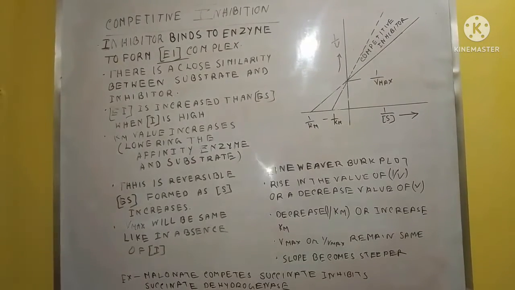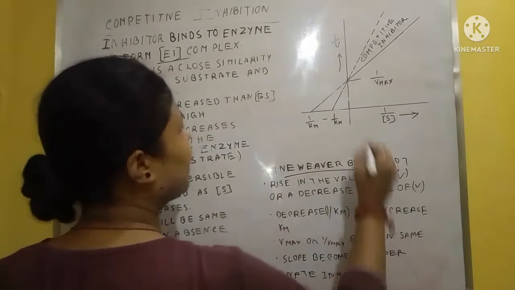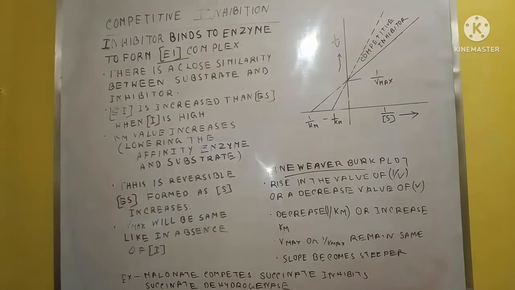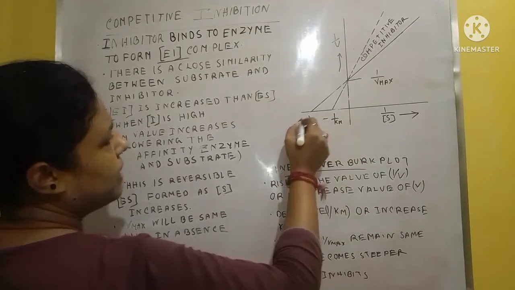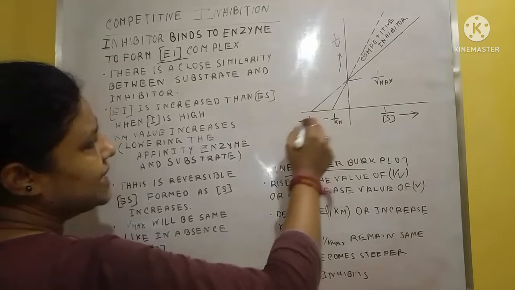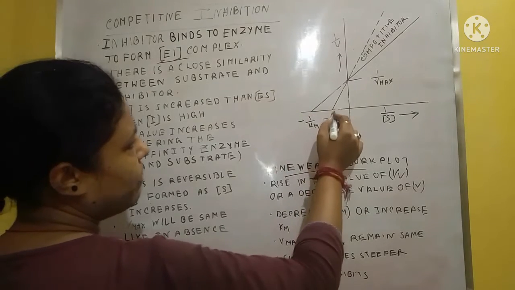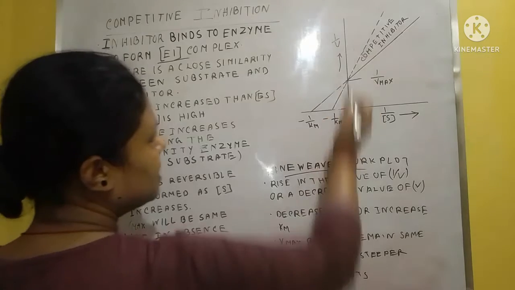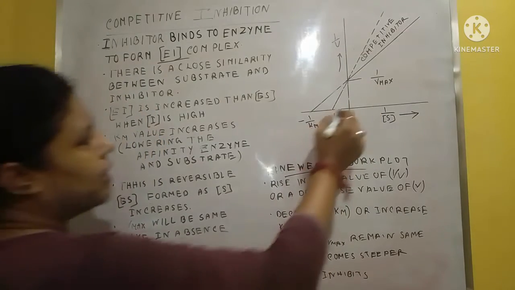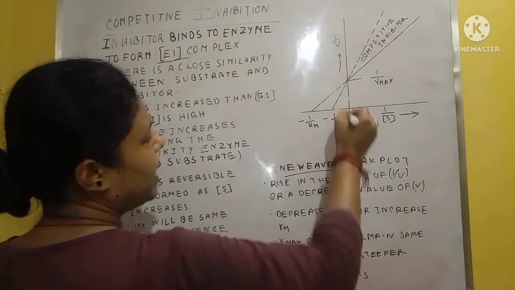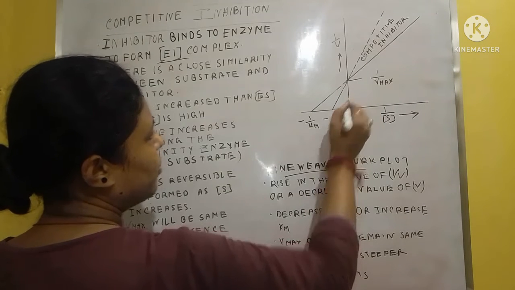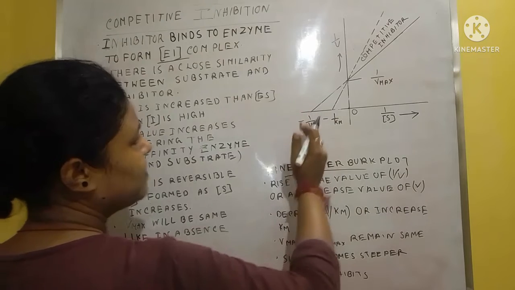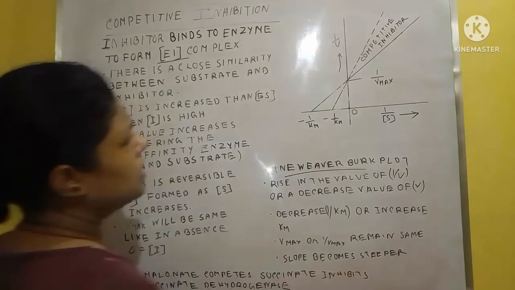Okay, you see here, this is the Lineweaver-Burk plot. Here the value of minus 1 by Km is totally shifted towards the zero line. That is, where the y and x axes intersect, this zero point, the minus 1 by Km is shifted toward the zero point.